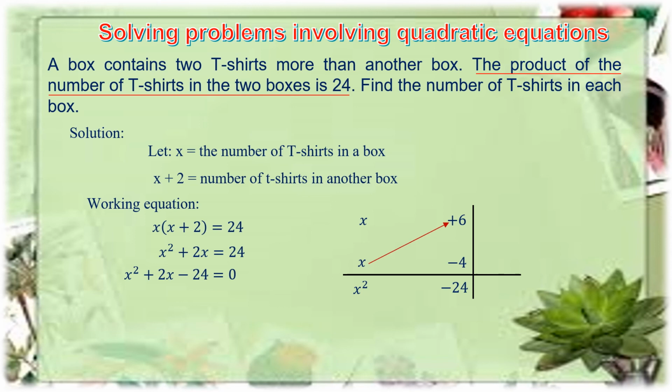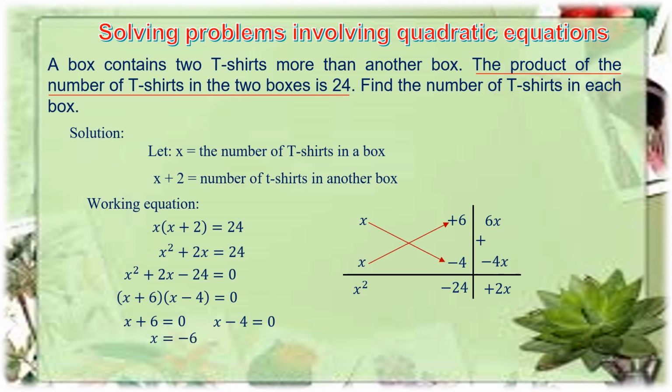Then we are going to cross multiply. X times positive 6 is equal to what? Correct. It would be equal to positive 6x. And x times negative 4 is equal to what? Correct. It is equal to negative 4x. Then when we add, it should be equal to 2x. So the factors are x plus 6 times x minus 4. Then we are going to equate it to 0. So x plus 6 is equal to 0 and x minus 4 is equal to 0.